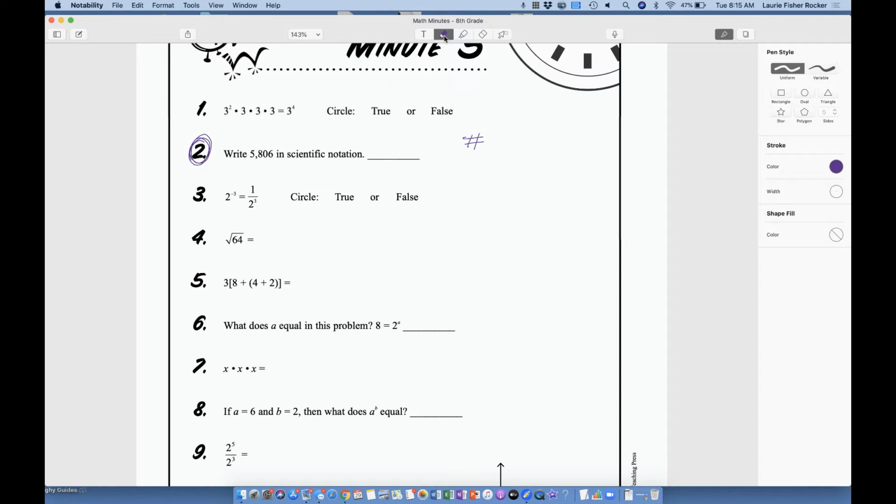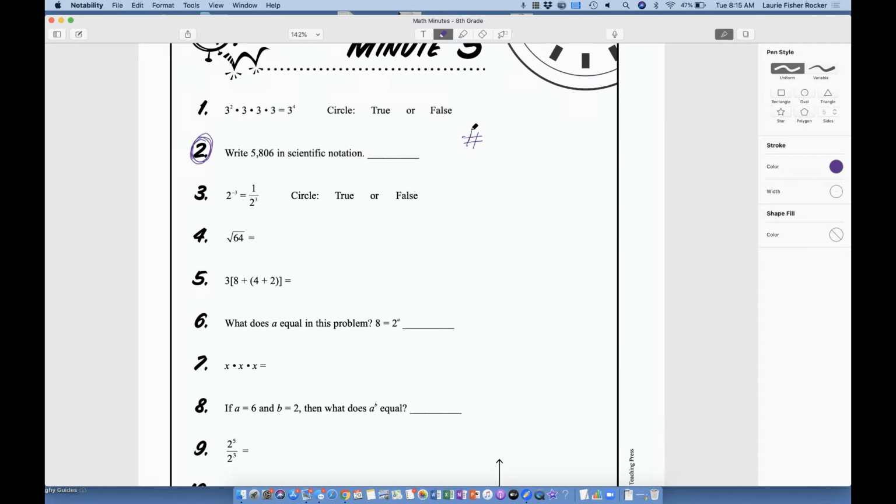So, to review, I want to remind you that scientific notation is basically a number times a power of 10. And so you're going to have a 10 with any integer there. Integer means it could be -1, -2, 0, 1, 2. Okay, so it's a number times a power of 10.